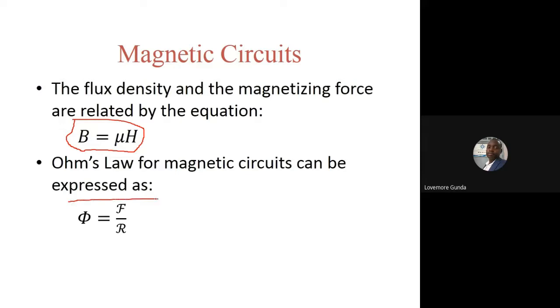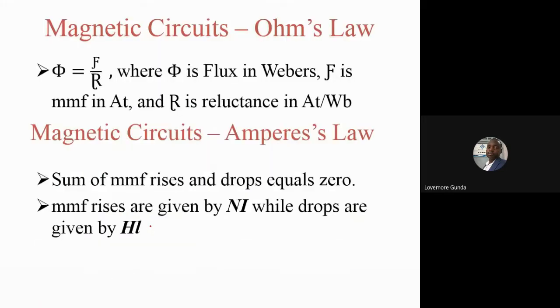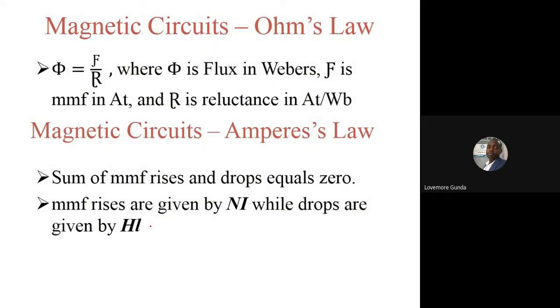Hence, we can still apply Ohm's law to magnetic circuits. So this is analogous to your current, this is analogous to the voltage, and this is analogous to your resistance. You can see that it's still Ohm's law, but here it's Ohm's law for magnetic circuits. If you rewrite it, you realize that flux is equal to MMF over reluctance.